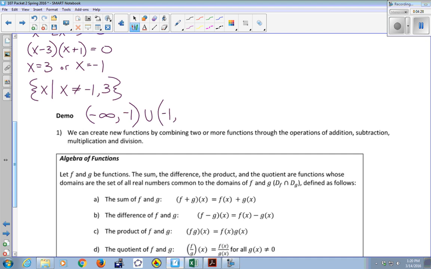And I can continue until, where's my next problem? 3, so I put 3 down. Don't include it, because it cannot be part of the domain. And then union that with 3 to infinity. So that's how you would write that in interval notation. On a quiz or a test, you can give either unless one is specifically asked for.